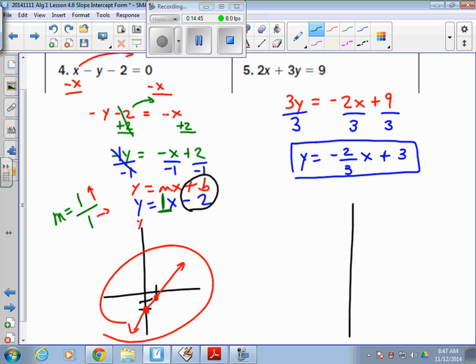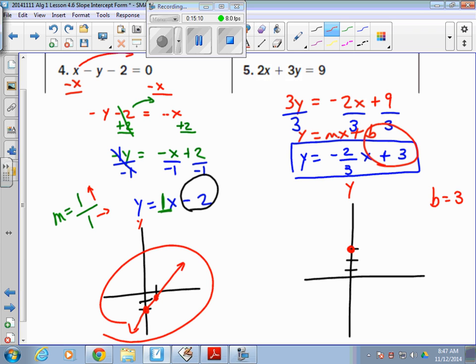B tells you where to begin. This is just like the last one. This says y equals mx plus b. So just like the last one, your b value tells you to begin at 3. That's b. So b tells you to begin at 3 on your y-axis: 1, 2, 3. That's where you're going to put your point.